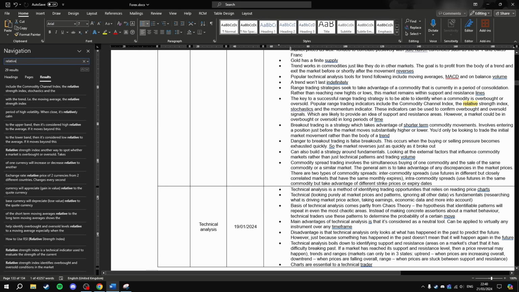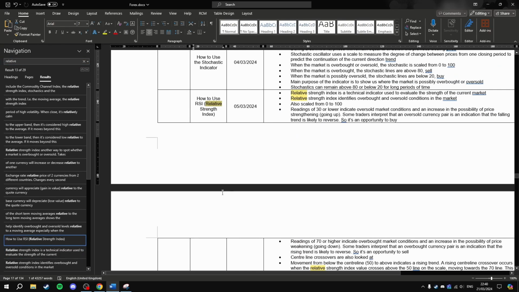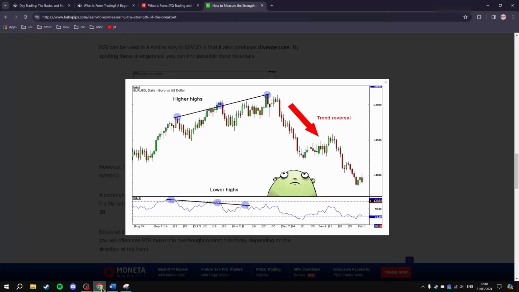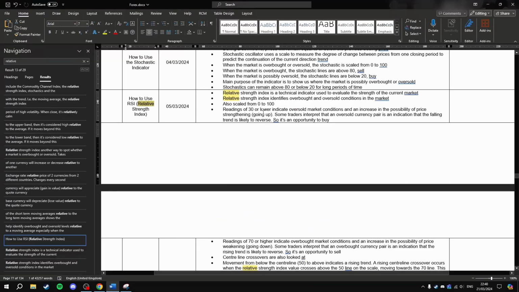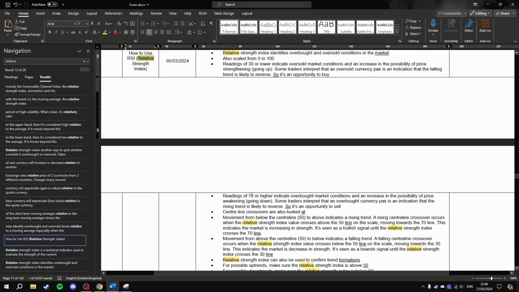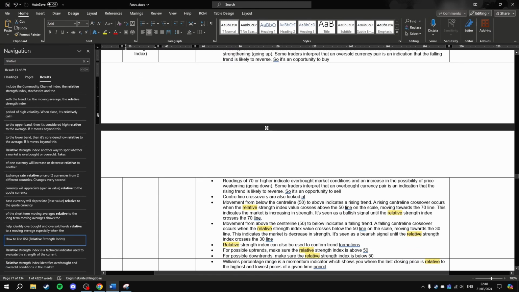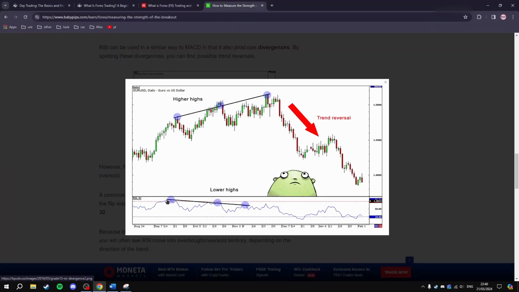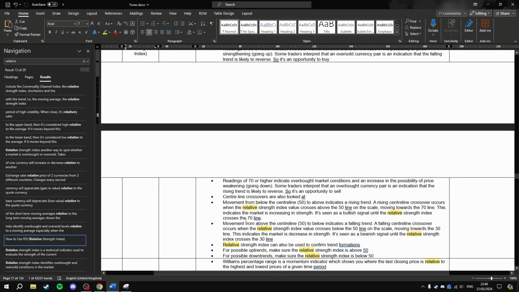Relative strength index. Readings of 70 or higher, readings of 30 or lower, readings of 70 or higher. So this is the 70 line, right? I hope it is.